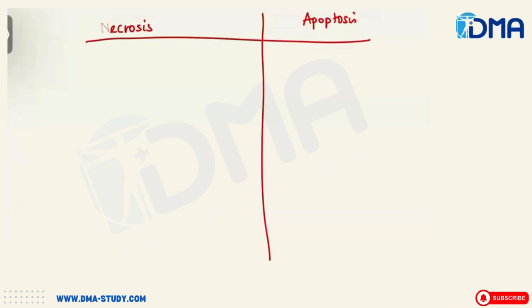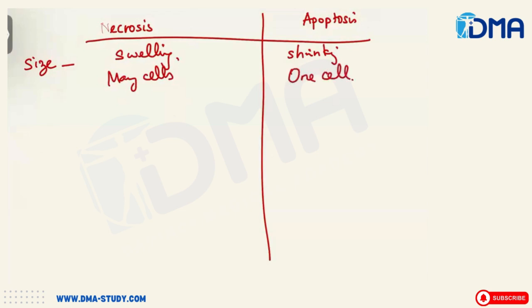So to summarize the difference between necrosis and apoptosis: first, the size of the cell. Swelling will be there in necrosis, shrinking will be there in apoptosis. In necrosis, many cells will be affected. If one cell is necrosed, the surrounding cells will also be affected, but if one cell goes for apoptosis, only one cell will be affected. Regarding inflammation, it will be present in necrosis. It will not be present in apoptosis.